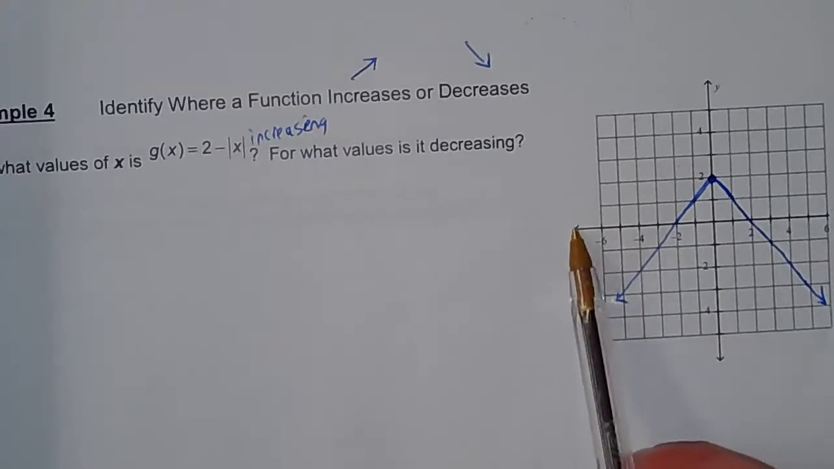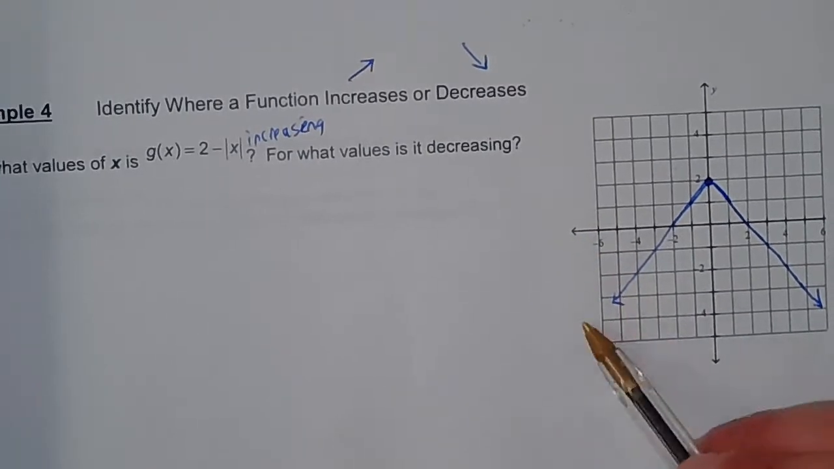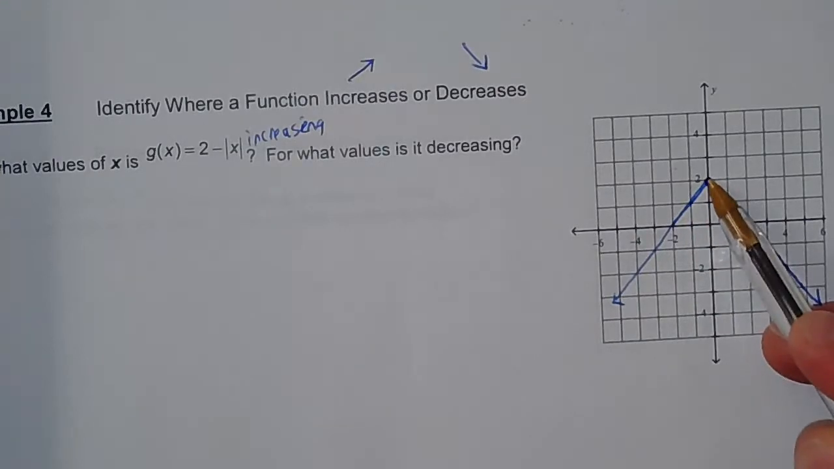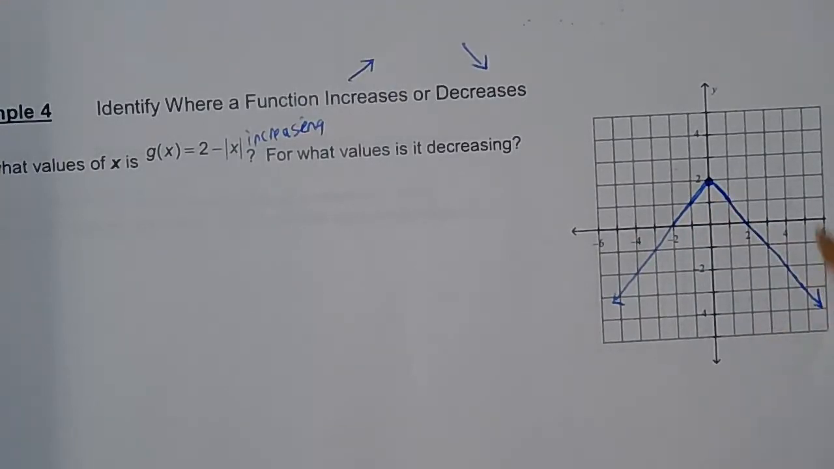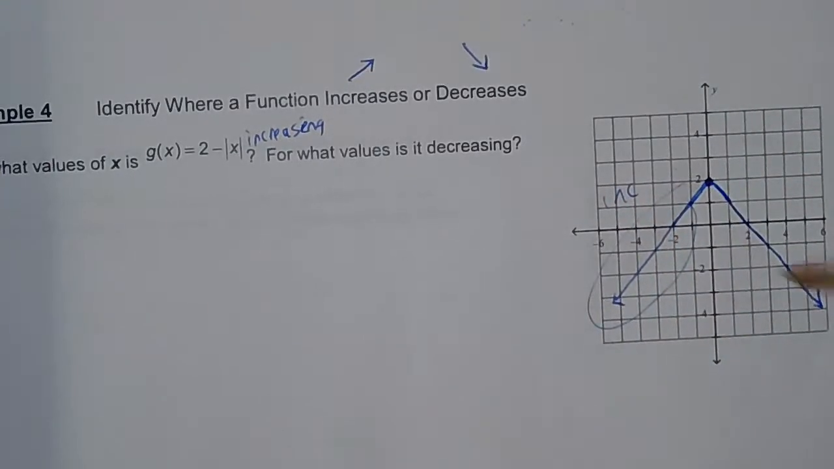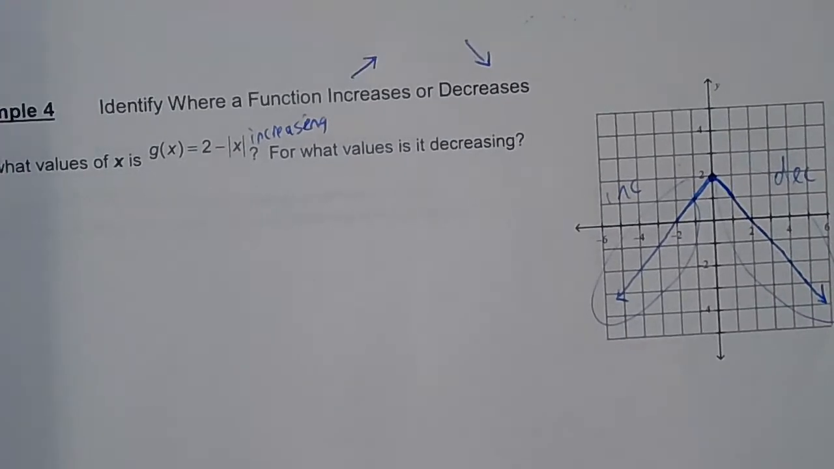So we always read graphs left to right. So it starts off, this graph is increasing. This graph is heading upward, upward, upward, upward, upward. And then here it stops and starts heading downward. So basically, this part of the graph is increasing. And this part of the graph would be considered decreasing. I'm just abbreviating, INC for increasing, DEC for decreasing. So at this point, all we need to do is just write those intervals.